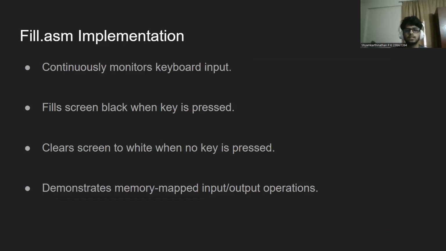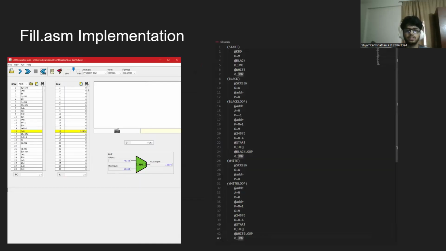The second task in Project 4 was Fill.asm. This program continuously monitors keyboard input through the keyboard memory register. If a key is pressed, the screen memory is filled with black pixels. If no key is pressed, the screen is cleared to white. This demonstrates memory-mapped input and output handling within the Hack architecture.